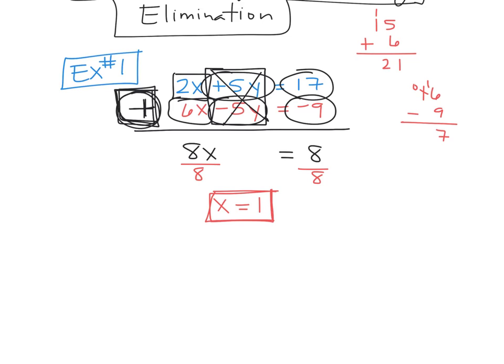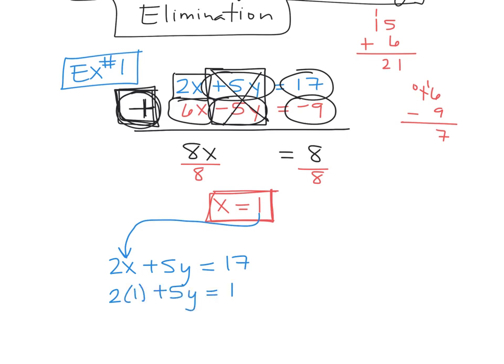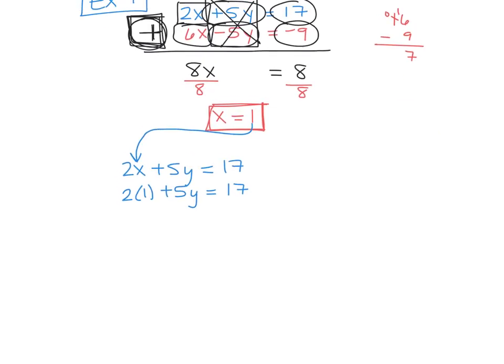Okay, so if we go with the blue equation, it's 2 times x plus, don't write this down yet, 5 times y equals 17. We're going to take that x value and plug it in. So it's going to be 2 times 1 plus 5y equals 17, okay? So keep simplifying. You get 2 plus 5y equals 17. What do you do next to simplify? You subtract the 2. Take away 2, take away 2. So you get 5y equals 15. And now you're going to divide by 5.